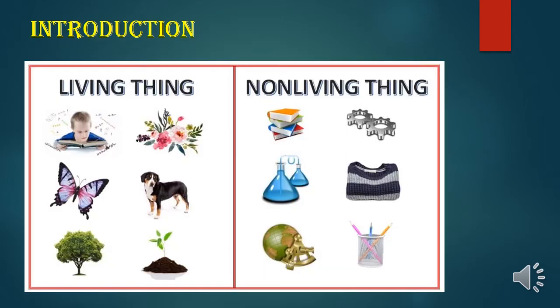So the screen here shows the introduction, where you have seen two parts, living things and non-living things. The living things, you have a boy reading, a dog, tree, butterfly, etc. And the other part of the screen, you have the non-living things like book, pen, paper, dress, etc. So how can we differentiate a living thing and a non-living thing?